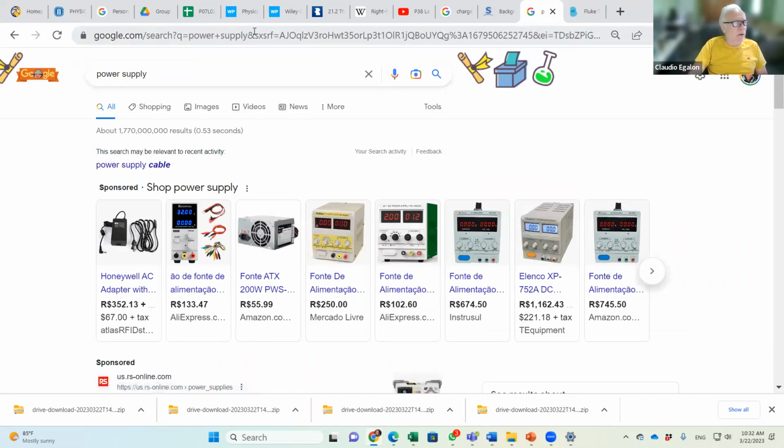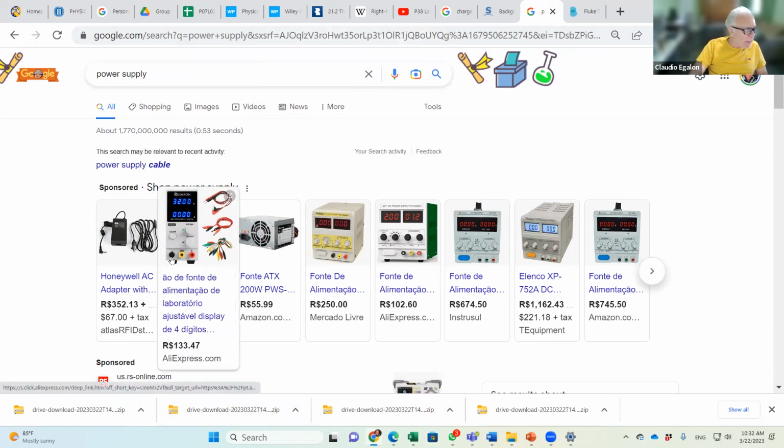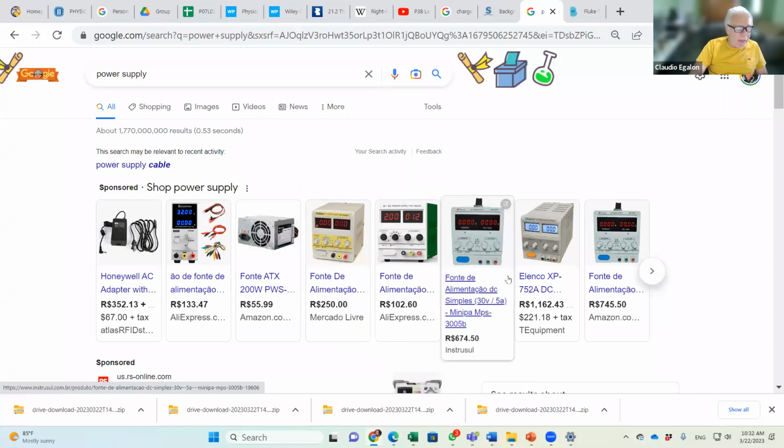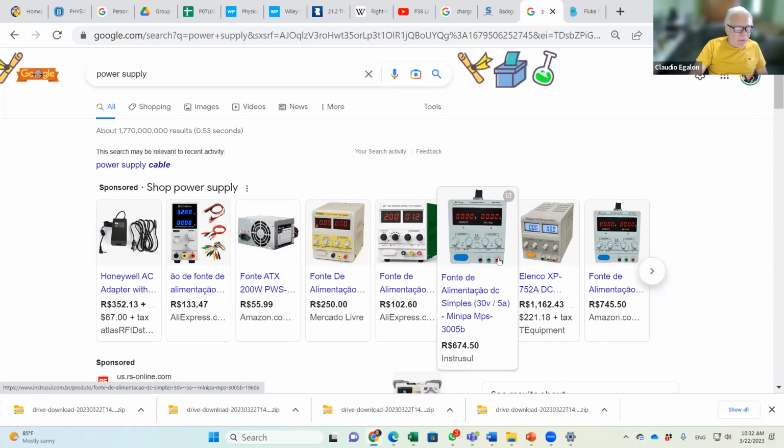Okay, here's a bunch of power supplies. They're different, but they have one special thing in common. They all have plugs that are red and black. See that? The red is positive, the black is negative. This one too, red and black. And they also have this yellow one here, but the most important is the red and black. That's all every power supply has in common, those plugs, red and black.